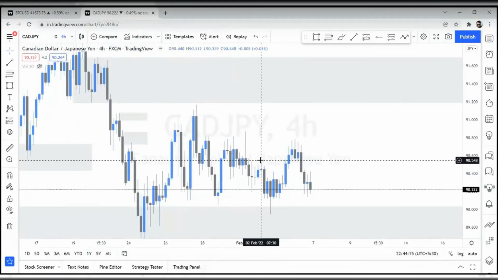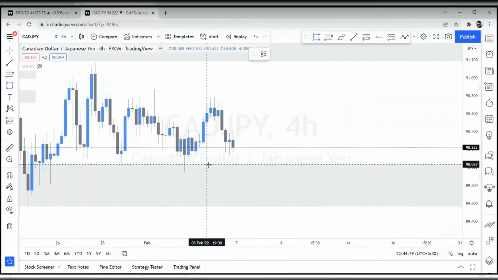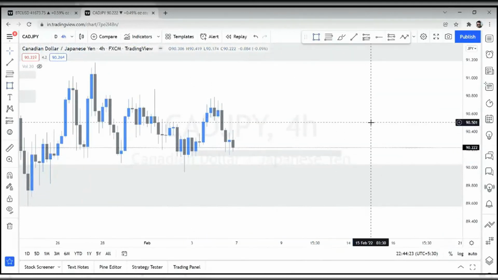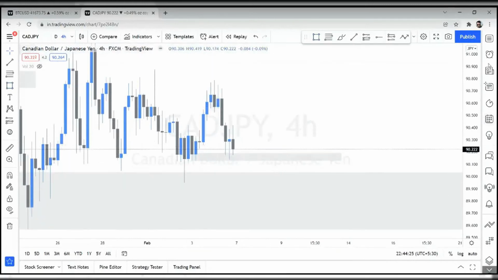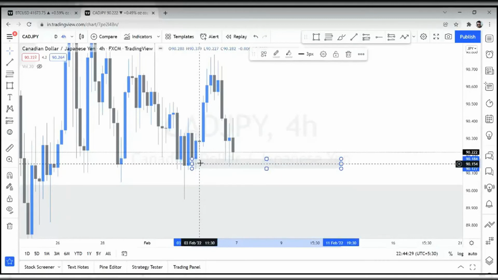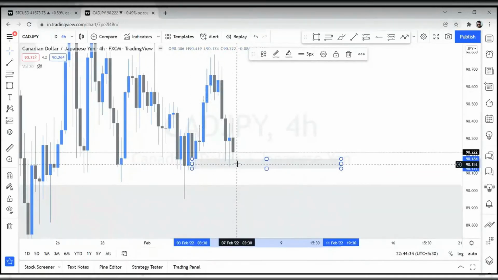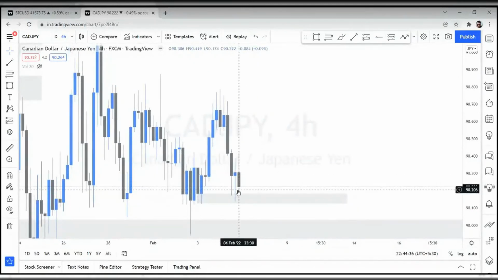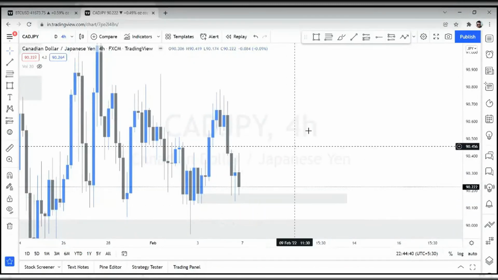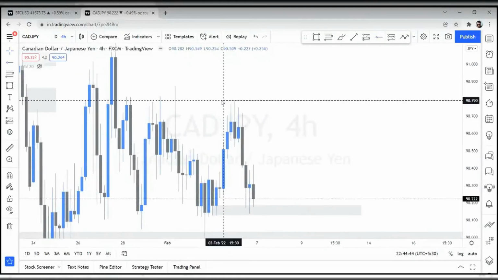What can we expect? We can expect a buy from this zone. Why am I taking this zone? Remember, a wick in itself is an order block. So we can buy from here, and this buy, if you took a buy here, it's already been activated. And where are you going to target? The target is this high.